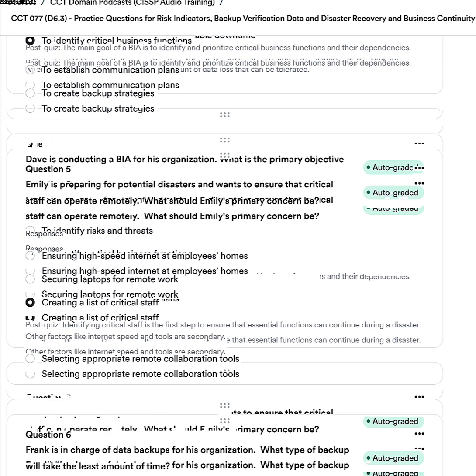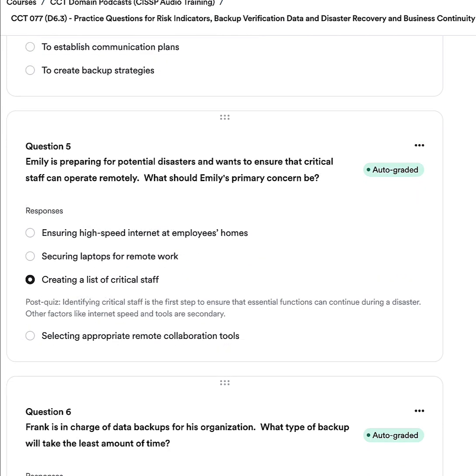Question 5. Emily is preparing for a potential disaster when she wants to ensure that critical staff can operate remotely. What should Emily's primary concern be? A, ensuring high-speed internet at employees' homes. B, securing laptops for remote work.